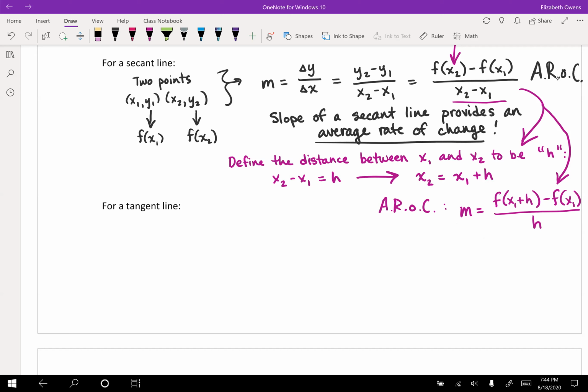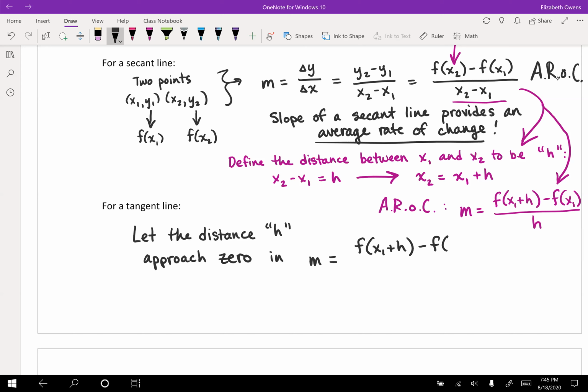For a tangent line, we're just going to write the general idea here. We are going to let the distance h approach 0 in this slope formula: m equals f of x1 plus h minus f of x1 over h.